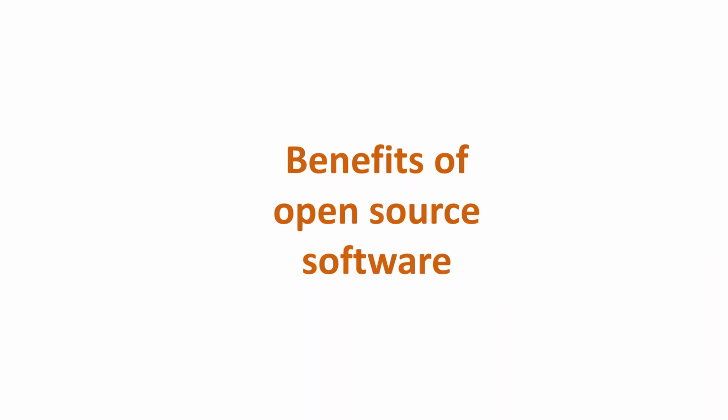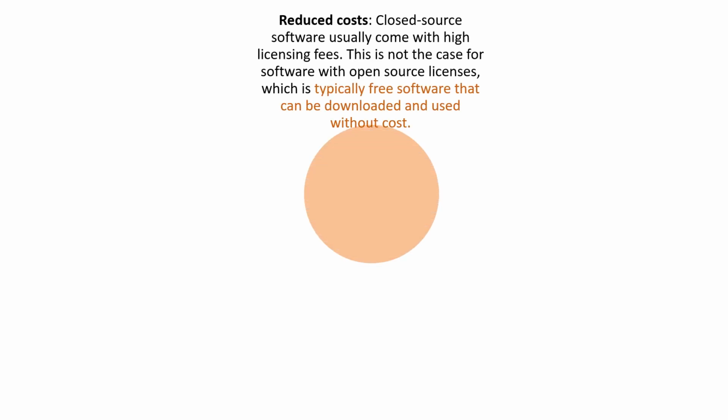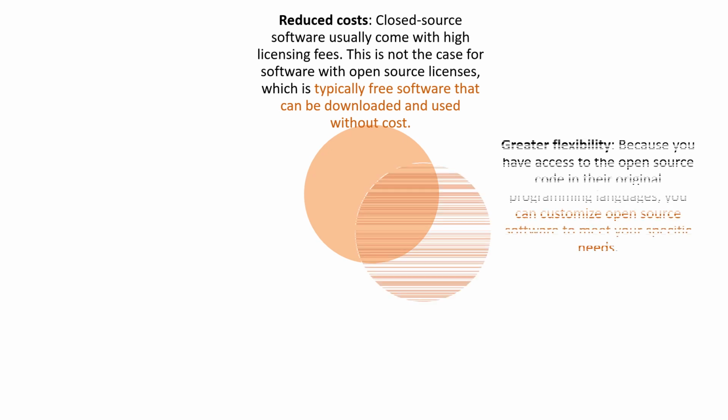Now we can see the other benefits of open source software. First, it has reduced cost. Software other than open source is known as closed source software, which usually comes with high licensing fees. This is not the case for software with open source licenses, which is typically free software that can be downloaded and used without cost. So this is the main difference between other software and open source software.